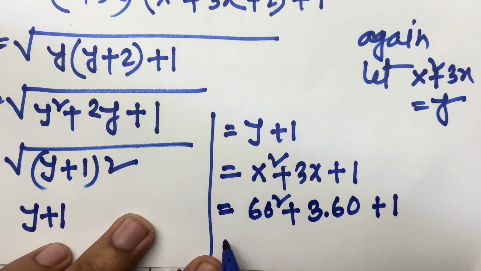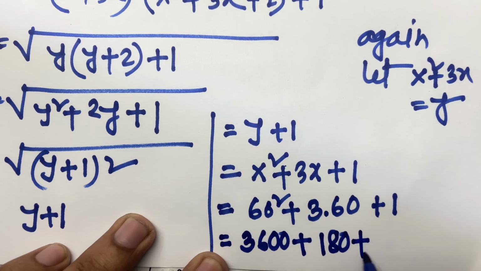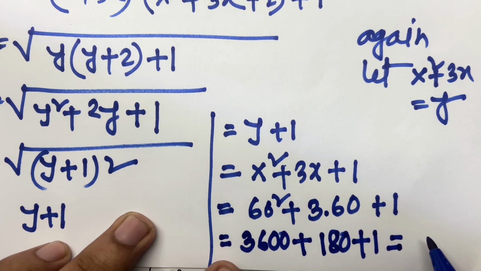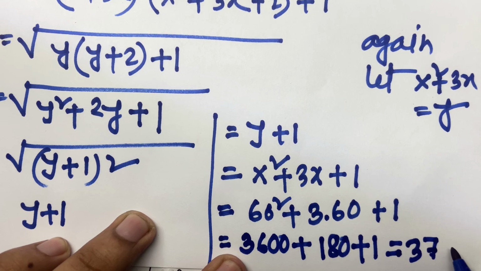Now 3600 plus 180 plus 1. This time I can say easily if I add, 3781. This is the answer.